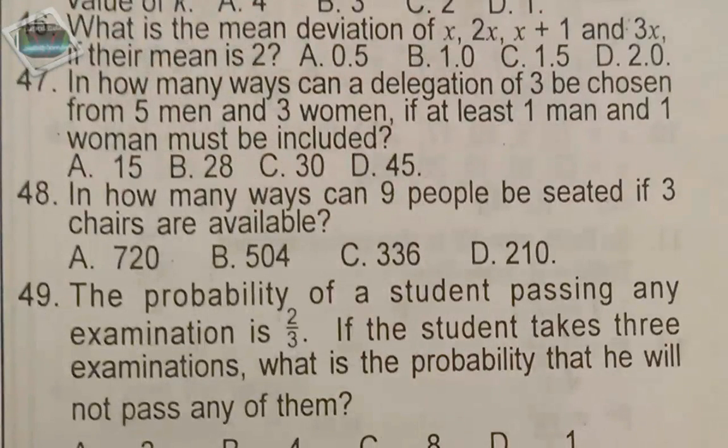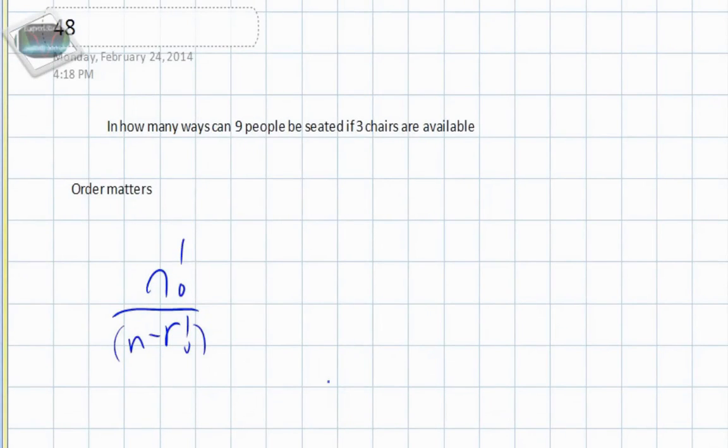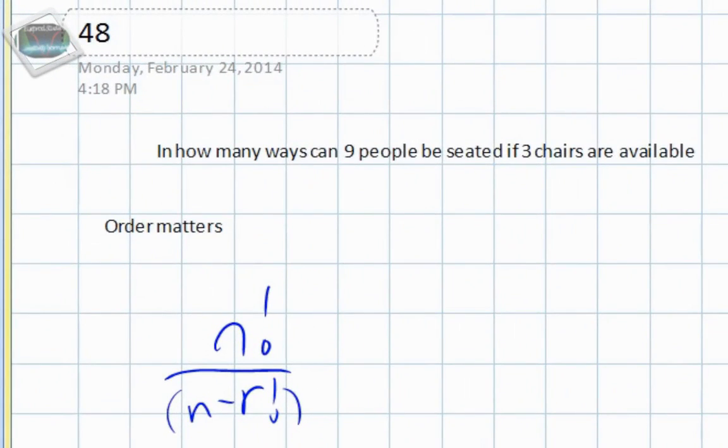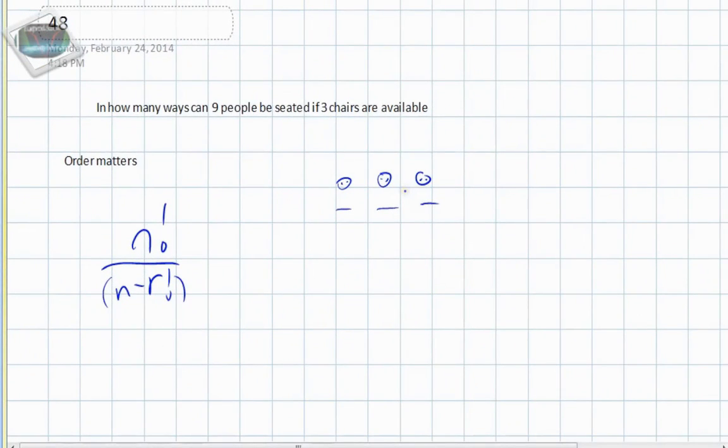Okay, so here we have question 48, and it says, in how many ways can 9 people be seated if 3 chairs are available? So I've noted that this time order matters, and so this time we're going to be using the formula for a permutation. The reason why order matters is because if we have 3 chairs and 9 people, you can seat 3 different people in different ways, and then you're choosing out of 9, so you're going to see it's a very big number.